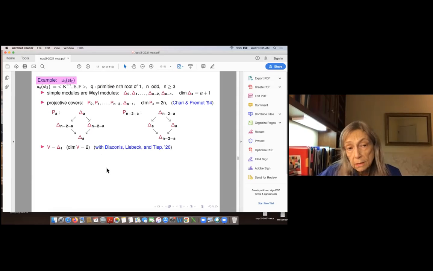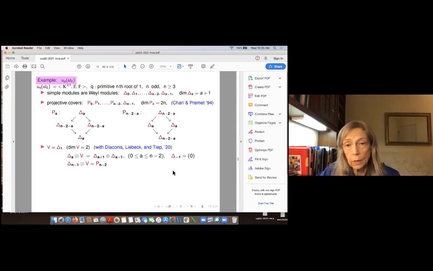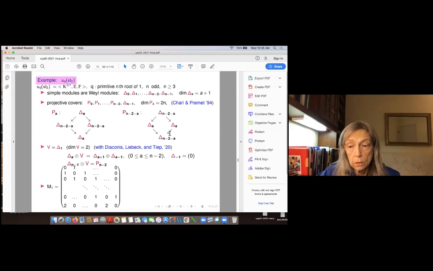So if you take V equal to the first one, the two-dimensional one, then this is the rule: add one, subtract one, but don't do it if you run off an edge. When you get to the last one, you get a projective, and the projective has these components. So this is the Cartan matrix. These are the characteristic roots of it. They're nice.